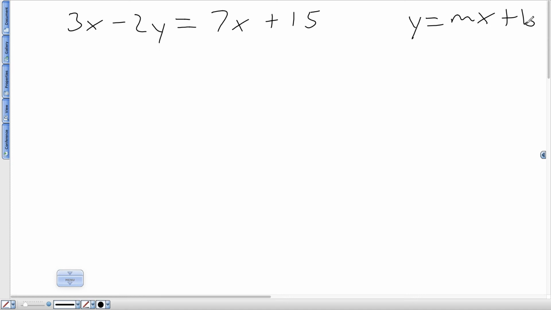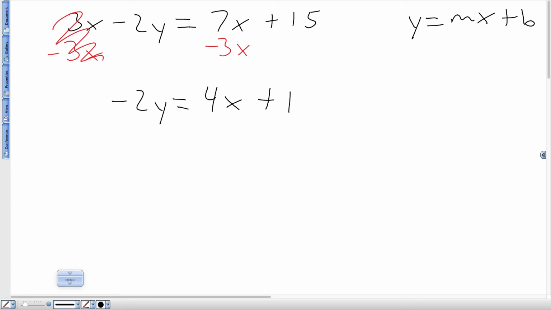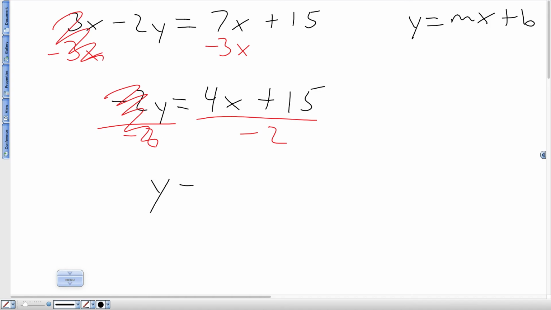So let's do that. I am going to move my x's from one side of the equation to the other, and the way I do that, since this is a positive 3x, I am going to subtract 3x. And I'm going to do that on both sides, okay? Since these are like terms, I can do that there. This cancels out and leaves me negative 2y equals 7x minus 3x, which gives me 4x plus 15. All right, now I am going to divide by a negative 2 on both sides. This cancels out and leaves me with just y equals.